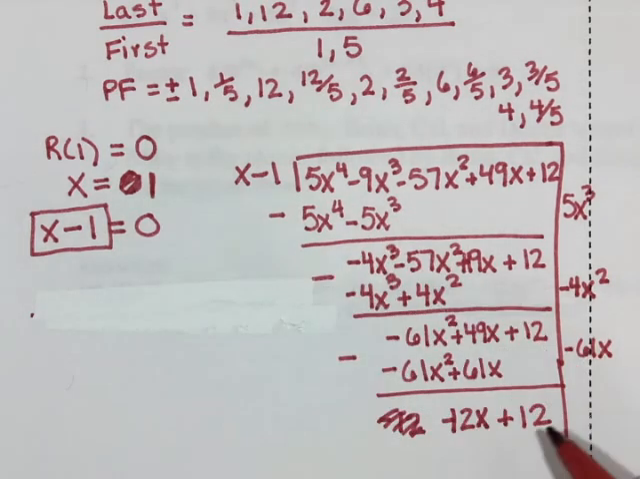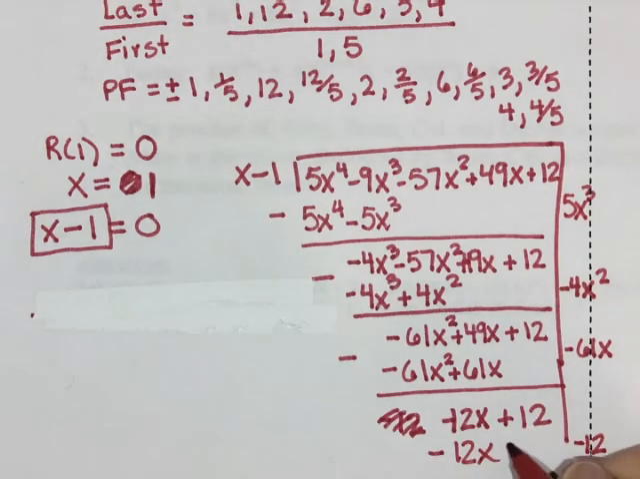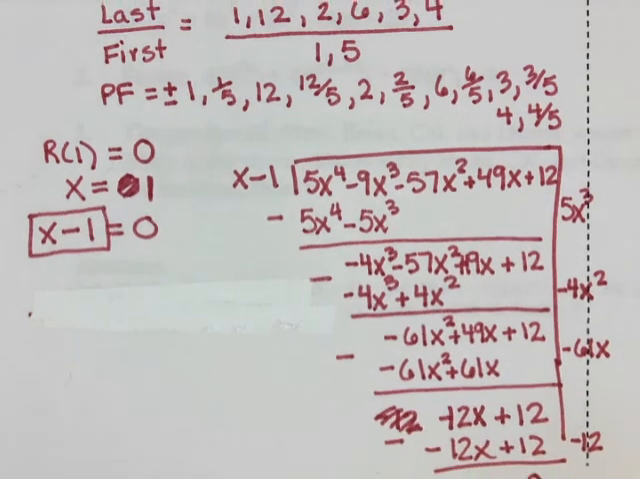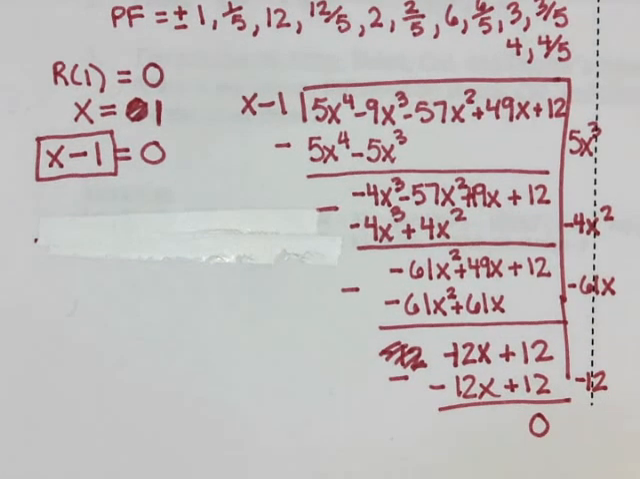How do I turn an x into a negative 12x? I multiply by negative 12. So that's going to give me negative 12x. And then negative 12 times negative 1 is positive 12. And when I subtract those, negative 12 take away negative 12 is 0. 12 minus 12 is 0. So all of that, I got a remainder of 0, which is good because that's how I came up with this number, was using a remainder of 0.